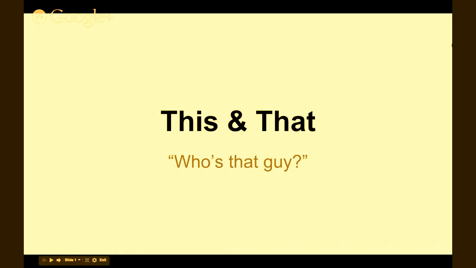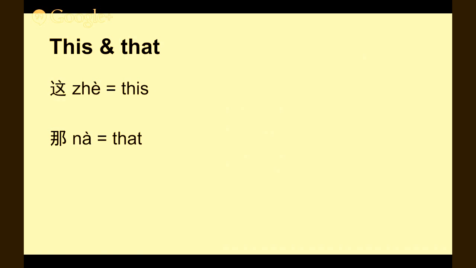This and that. Who's that guy? The words this and that in Chinese are 这 and 那. This is how you pronounce these two characters if you were going to say something like, this is my friend, 这是我的朋友, or that is my teacher, 那是我的老师.